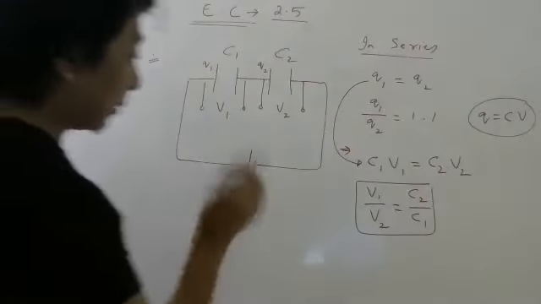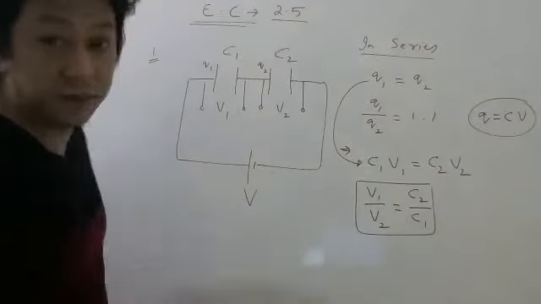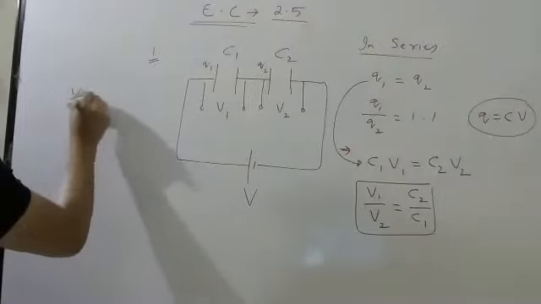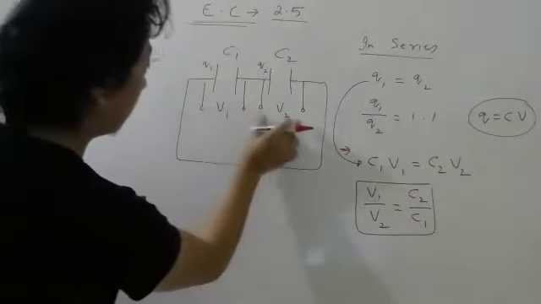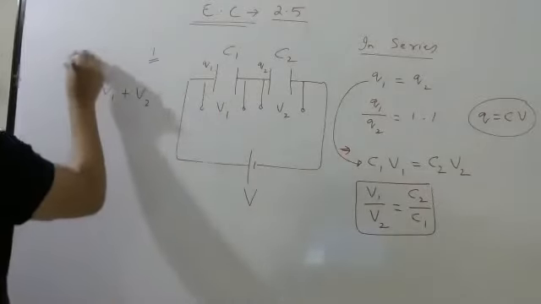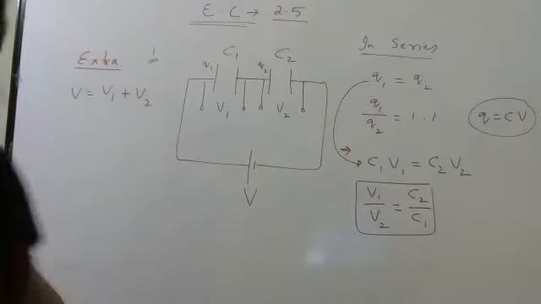Now suppose somebody tells you to find this voltage in terms of total voltage. Now you know total voltage, let me write here. This total voltage will be V1 plus V2. Already we know in series. This is extra, okay? Total voltage is V1 plus V2.